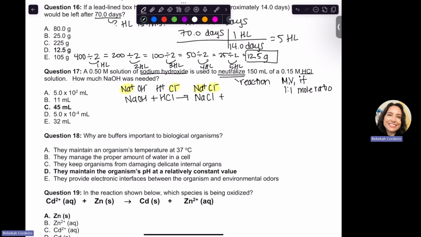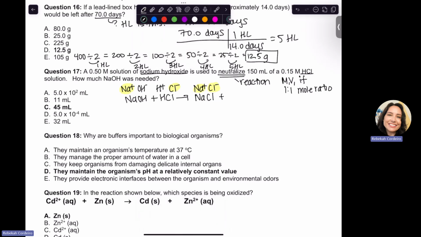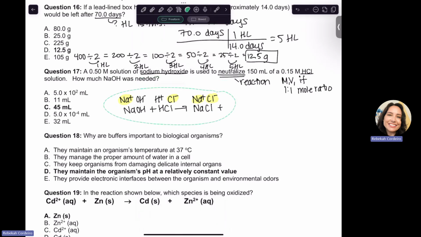And then we're going to put the hydroxide and the hydrogen ions together on the right side. And that's going to make H2O or HOH. And this is actually already balanced, so because it is a 1-to-1 mole ratio, we can use M1V1.